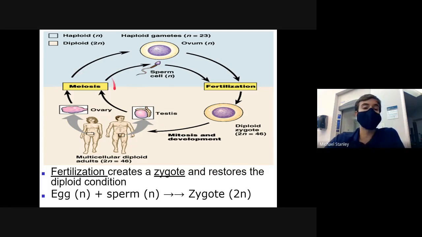So we need meiosis to cut down on that chromosome number and make sure that our sperm and egg cells are all haploid, all only have one set of chromosomes.